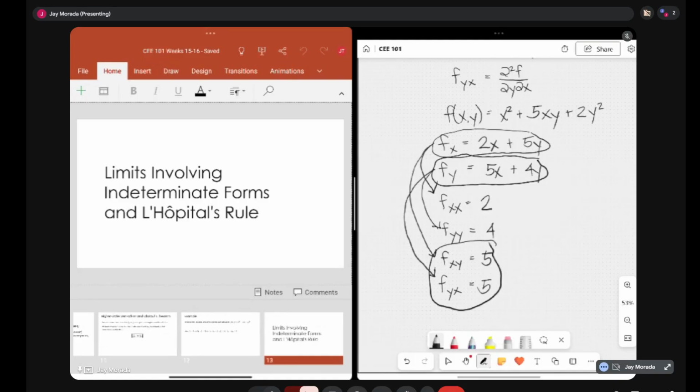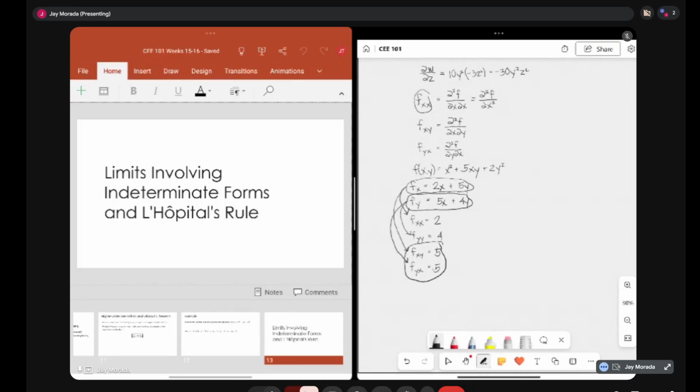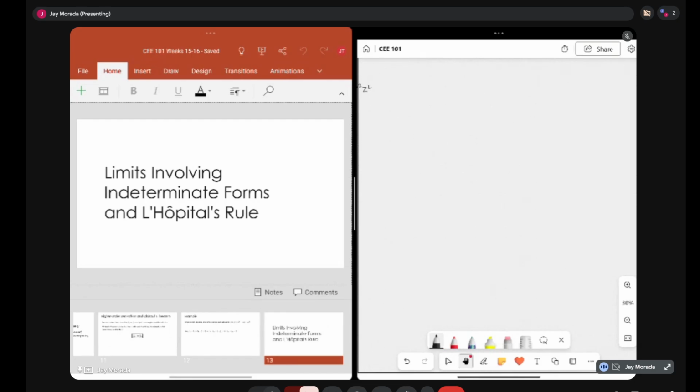Next topic, we have limits involving indeterminate forms. The tool that we use to solve those is L'Hopital's rule. Before, we have already discussed the techniques for evaluating limits. You can think of this one as a shortcut, since we can solve some of these problems using the previously discussed techniques. Okay, let's proceed.